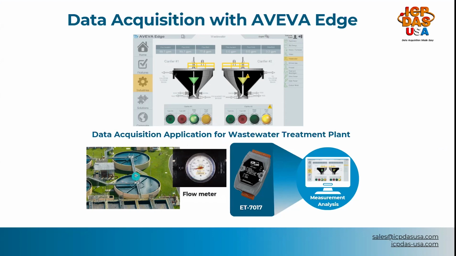Below the HMI screen, the image highlights key components of the data acquisition system. The photograph depicts a wastewater treatment plant with a flow meter, emphasizing the importance of accurate flow measurement. Additionally, the ET7017 module is featured. It's responsible for acquiring data from the flow meter sensors and transmitting it to the AVEVA Edge system via Modbus TCP. This integration of hardware and software allows for comprehensive data collection and analysis, enabling operators to make informed decisions and optimize the wastewater treatment process.